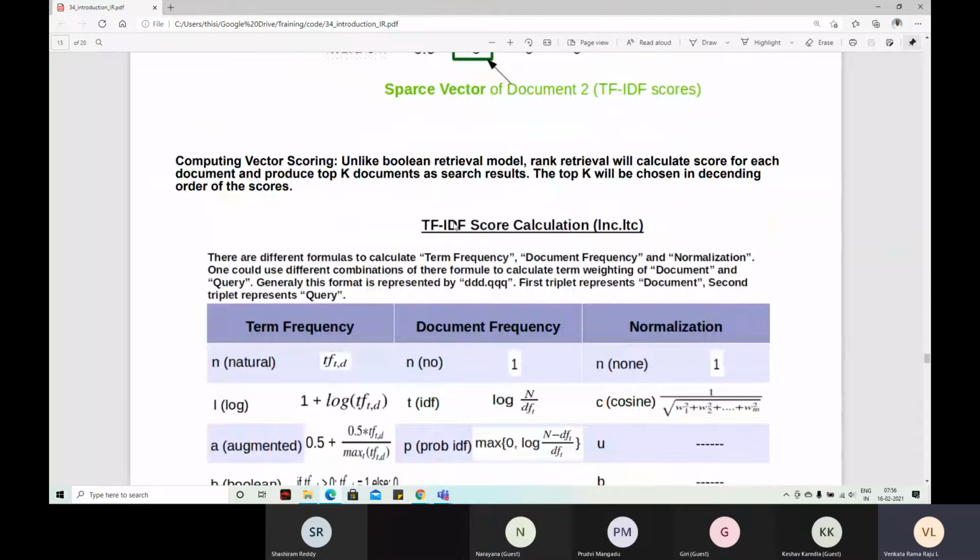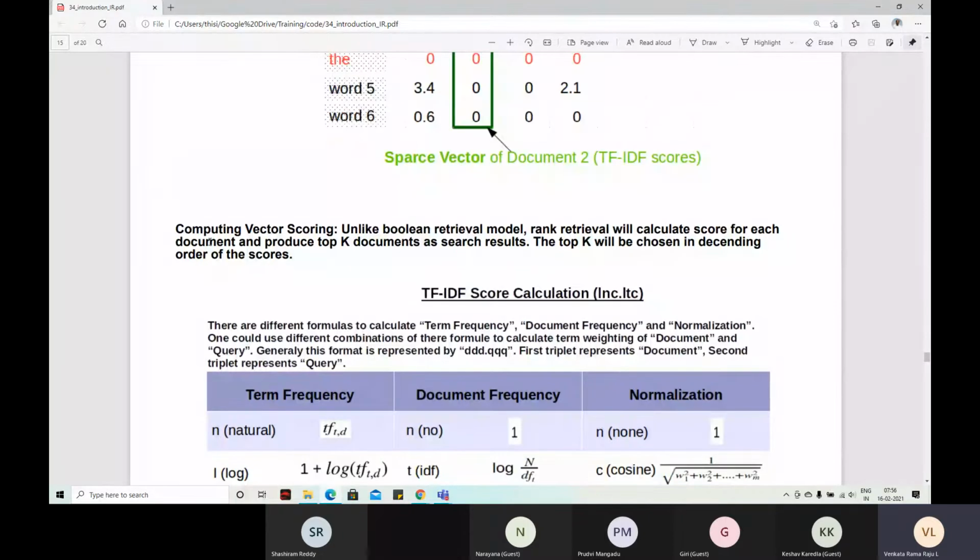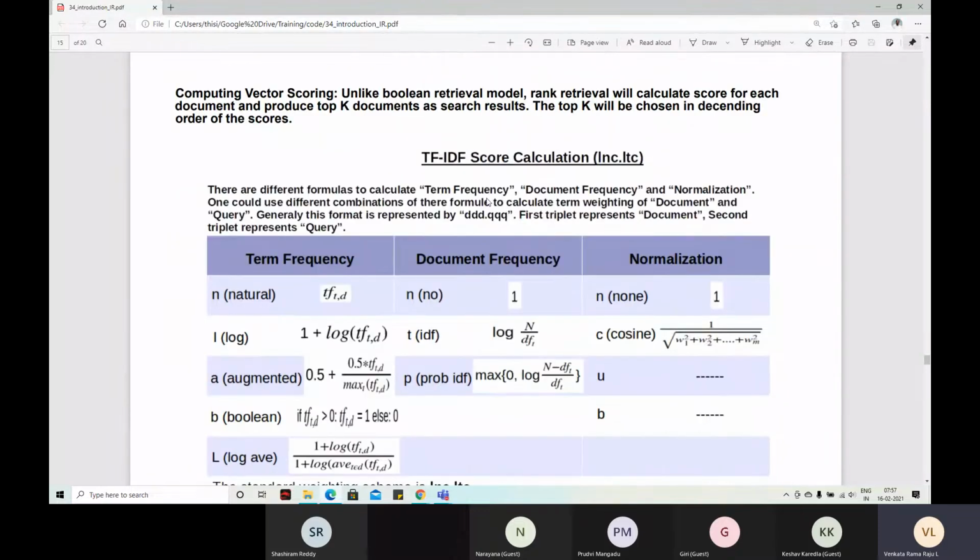So the TF-IDF score can be calculated in different ways. Computing vector scores: unlike the Boolean retrieval model, the ranked retrieval model will calculate a score for each document and produce the top k documents. The top k will be chosen in decreasing order of the scores. So you got that point. But the TF-IDF score can be calculated in different ways.